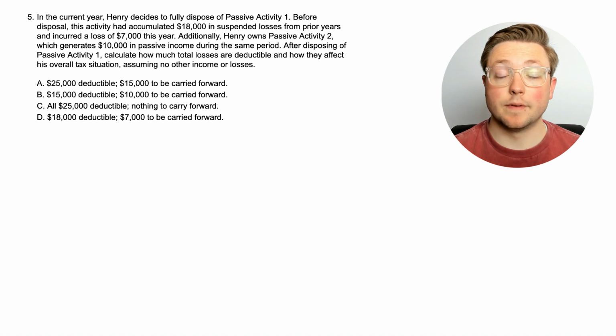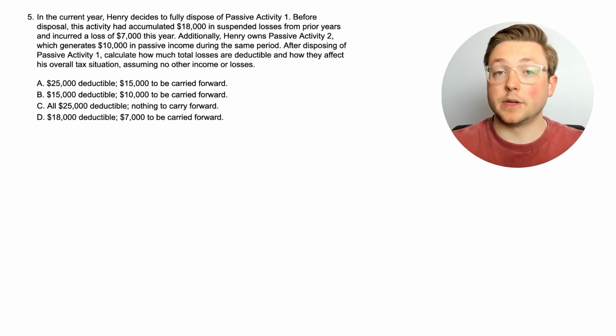Okay, here is question 5. In the current year, Henry decides to fully dispose of passive activity 1. Before disposal, this activity had accumulated $18,000 in suspended losses from prior years and incurred a loss of $7,000 this year. Additionally, Henry owns passive activity 2, which generates $10,000 in passive income during the same period. After disposing of passive activity 1, calculate how much total losses are deductible and how they affect his overall tax situation, assuming no other income or losses.